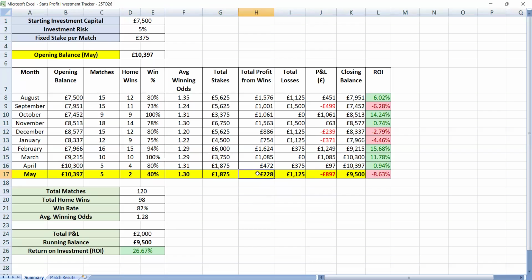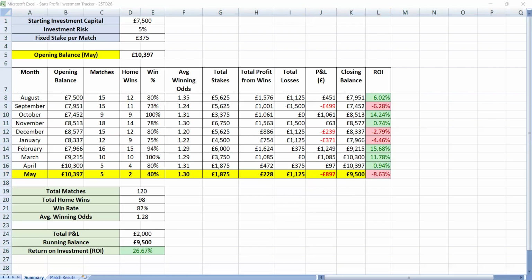I mean, yes, we got a bit of profit, but if you take the losses and you deduct that from our profit, it actually left us with a £897 loss for the month, which was, probably, looking at the history, the biggest loss of the season, and it came on the last month of the season, and that gave us a minus 8.63% return on investment for the month.